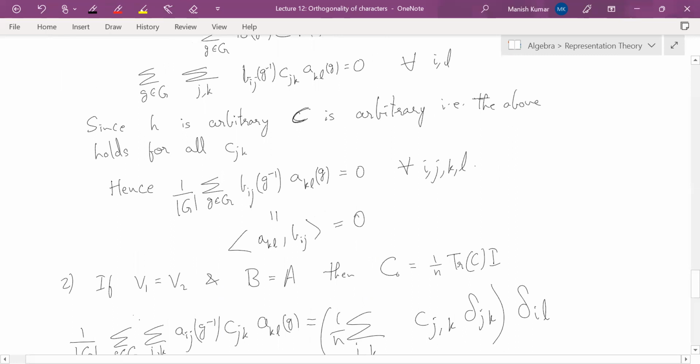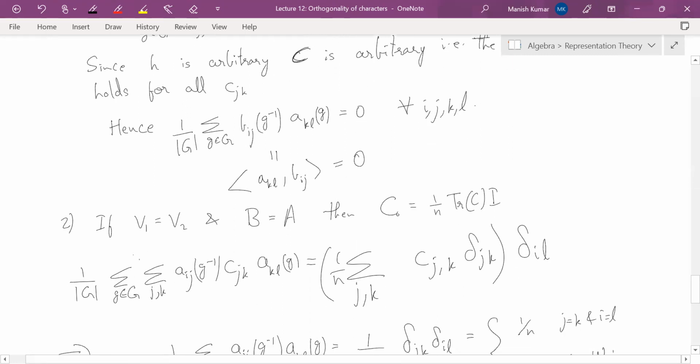Similarly, we can try to interpret 2. So what does 2 say? It says that if V1 and V2 are the same and their representations are the same, so B must be equal to A. Then this C0 is just 1 over n times the trace of C times the identity matrix. That is what C0 is. It's just the multiplication by this scalar, trace of C over n.